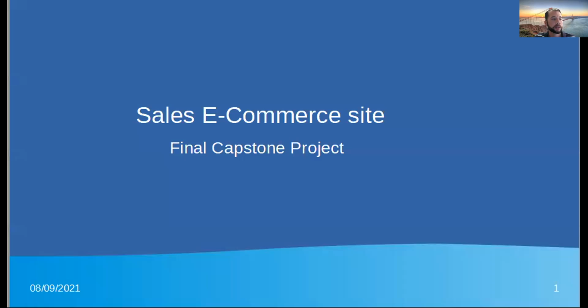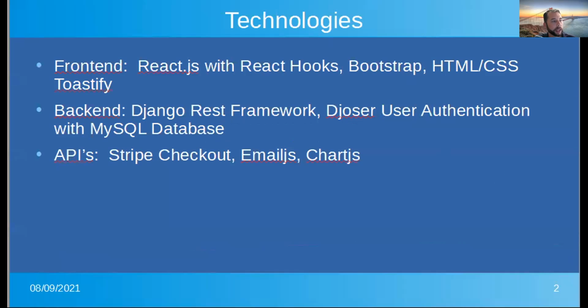So the project that I would like to share with you today is a sales e-commerce site. And for the technologies, on the front end, I used React.js with React Hooks, Bootstrap, HTML, CSS, and Toastify for the in-app notifications. Backend, I did Django REST framework, the JWT user authentication with MySQL database. And then I used Stripe checkout, Email.js, and Chart.js for the APIs.